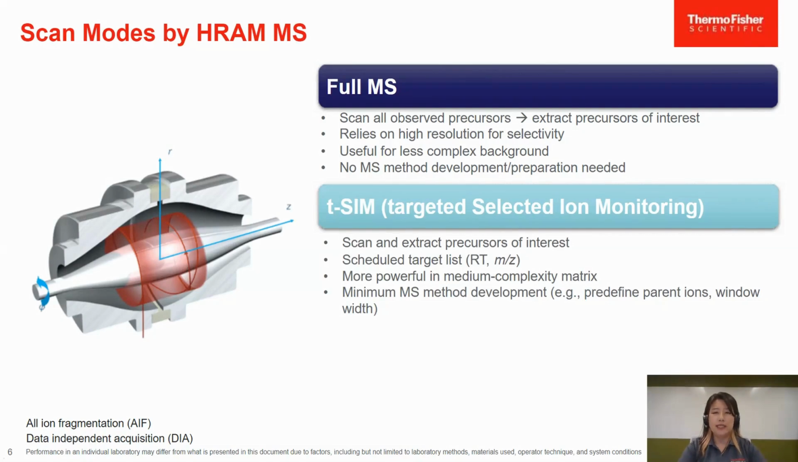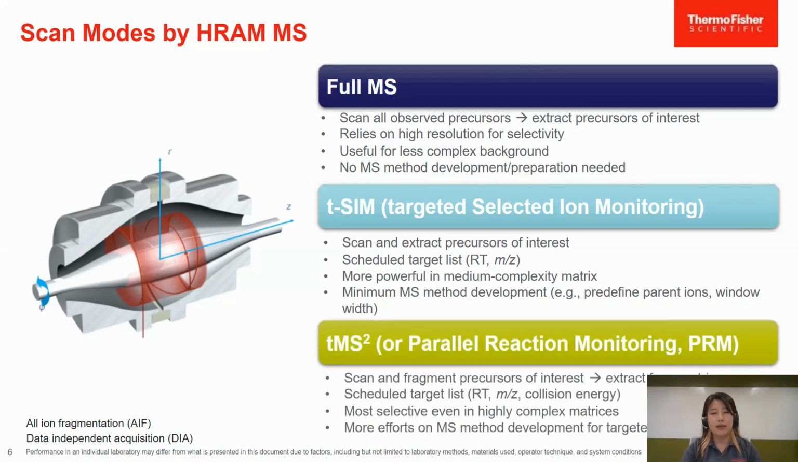The second type is tSIM, targeted selected ion monitoring. As you can tell from the name, it targets certain precursor ions or analytes during the analysis. If you want to target certain analytes, you need m/z values, and you can also put in the retention time to selectively monitor the time window. It's powerful in medium complexity matrices, but you need some prior information before you run the mass spec, so some level of method development is necessary before you run this mode.